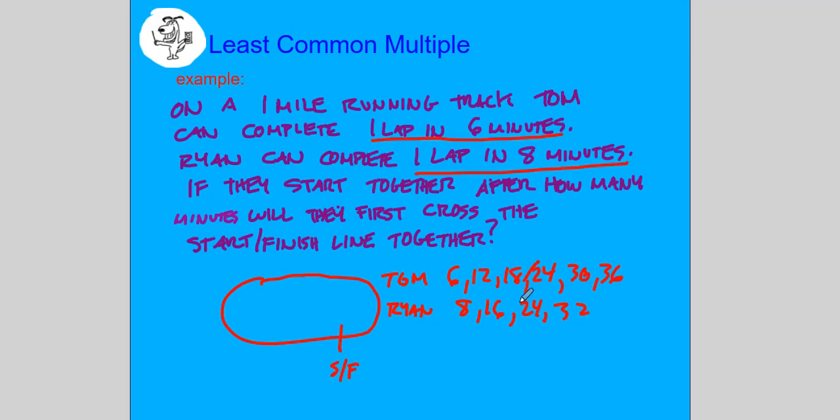So notice 24 is the least common multiple. So after 24 minutes, they will cross the start-finish line together. So notice Tom has done 4 laps and Ryan has done 3.